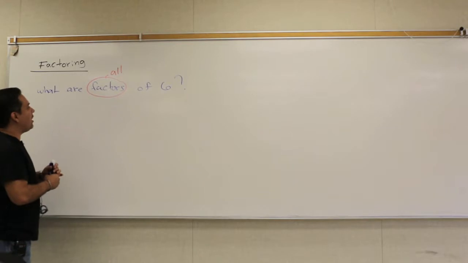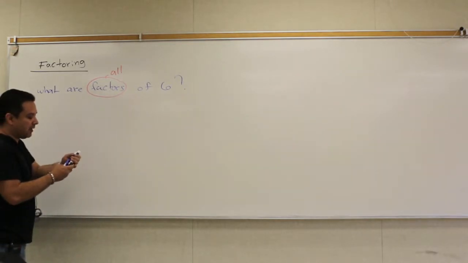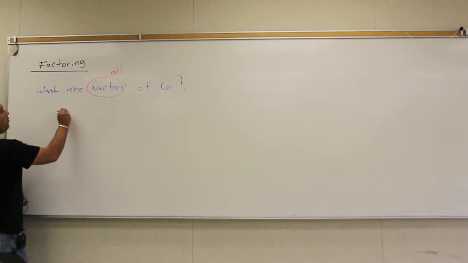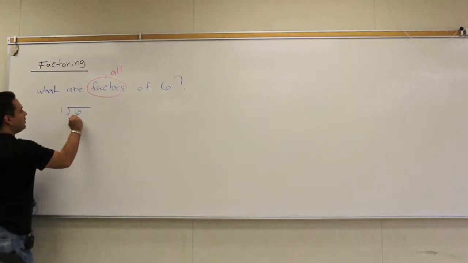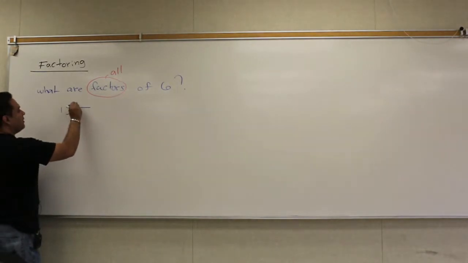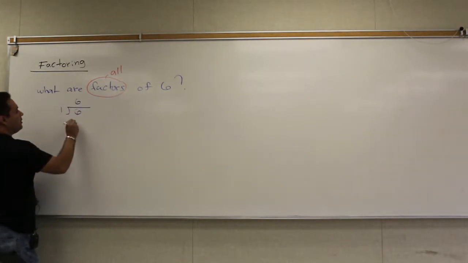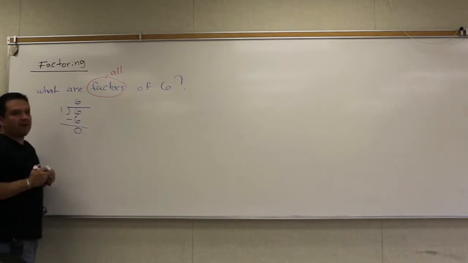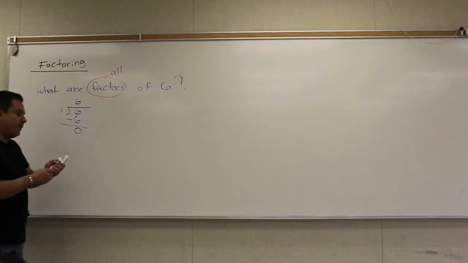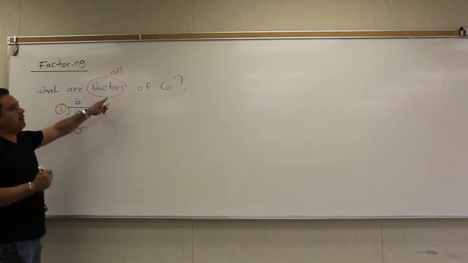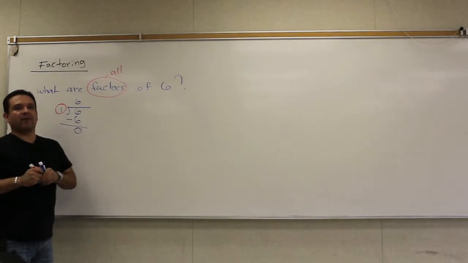So when I want to list all the factors of 6, what you're going to do is try 1. 1 goes into 6 how many times? 6. What's 6 times 1? 6. Subtract and you have a what? There's a 0 remainder. So if your remainder is 0, that means 1 is a factor of 6.